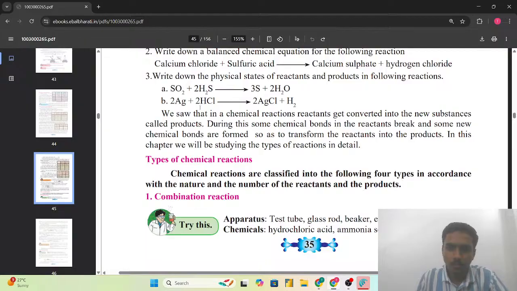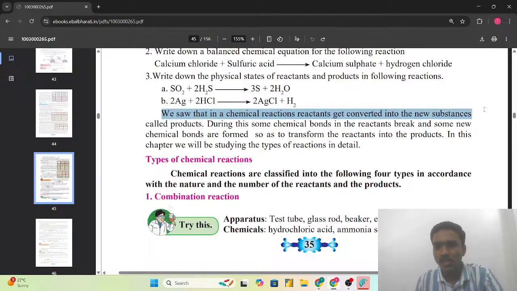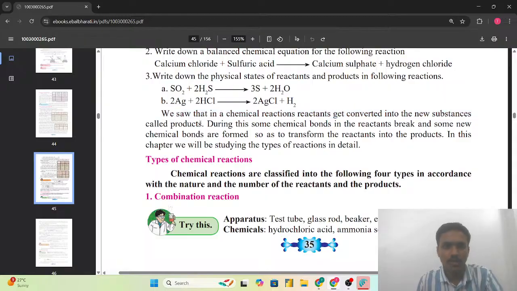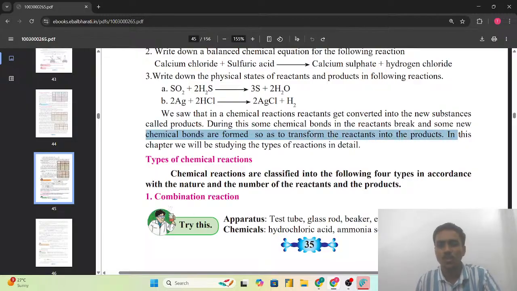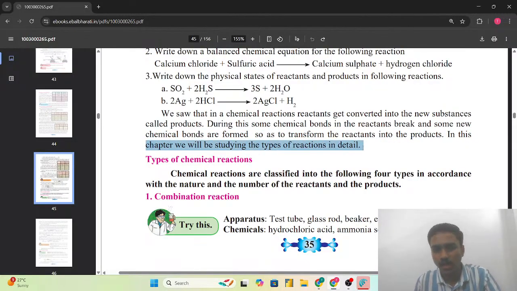So above we saw many reactions as well. We saw that in a chemical reaction, reactants get converted into new substances called products. During this, some chemical bonds in the reactants break, and some new chemical bonds are formed so as to transform the reactants into the products. In this chapter we will be studying the types of chemical reactions in detail.